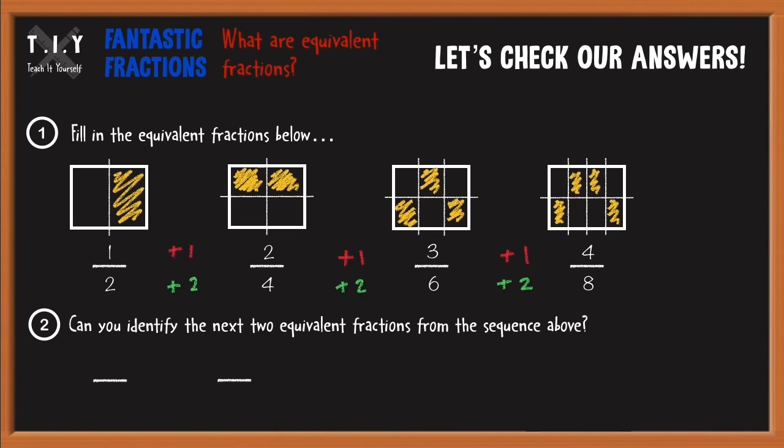So if we add 1 to our numerator 4, we find a 5, and if we add 2 to our denominator 8, we get 10. So 5/10 is our first fraction, and then following the same pattern, 6/12 is our second fraction.